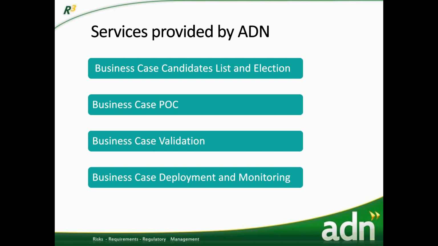However, we need to prove that it works. So we provide this second type of service, which is business case proof of concept. Once we have elected a business case, we define more accurately the intended use and the benefit expected for the business case, and we install a bot platform. We set up the bot using, for example, TaskBot and IQBot technology to prove that it works.